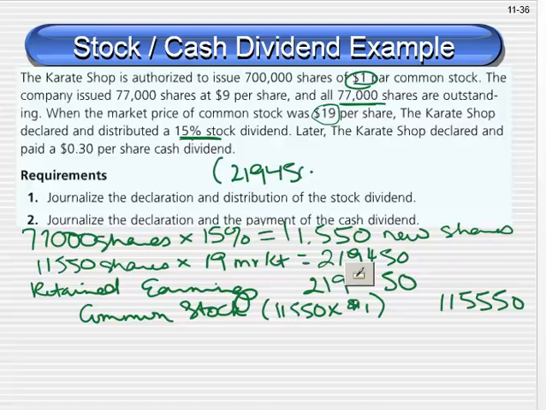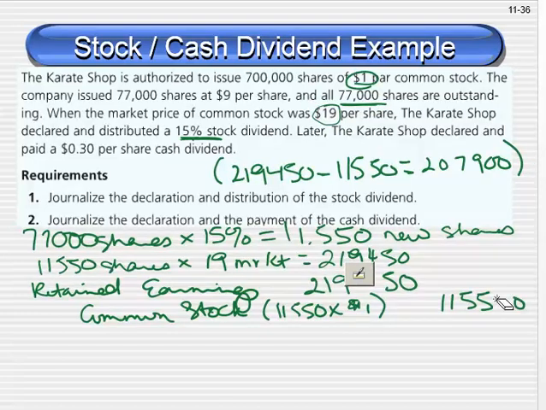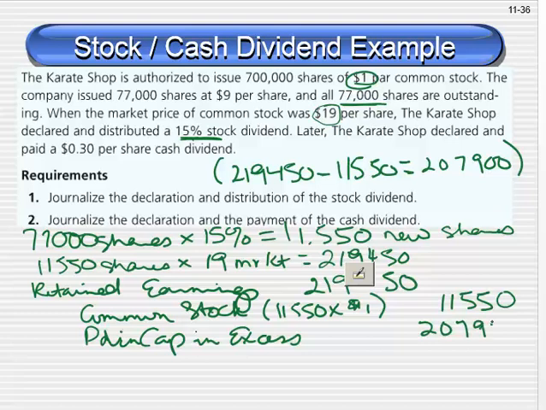Now the difference between the $219,450, which is at market, and the par value of $11,550 equals $207,900. So we are going to credit paid-in capital in excess of par for that $207,900. Now my debits equal my credits, and we look pretty good.